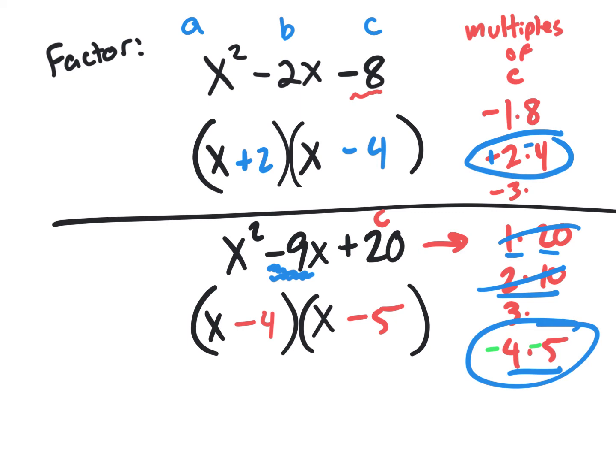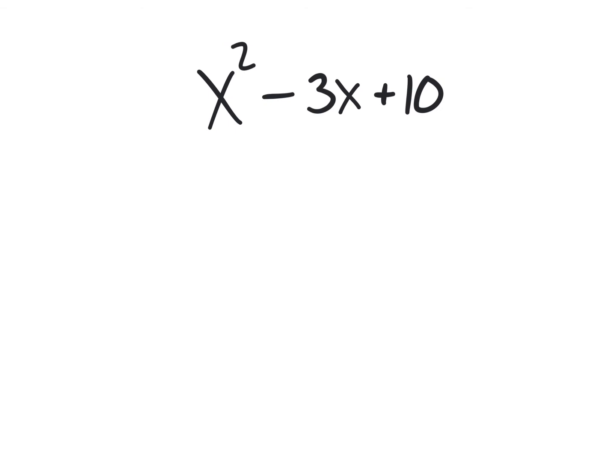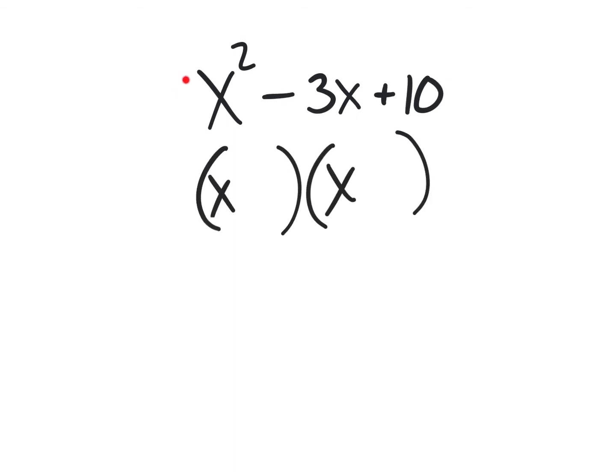Okay. Now, what if I told you to factor that? You should go through these motions, right? Parenthesis, parenthesis, x, x. Why? Because there's no number in the front. If there's a number, we got to use a different method, which I'll go over in a little bit. But right now, we want to think of the multiples of the c value, which is positive 10, that combine together to give us a b value, negative 3. So how could we get positive 10? That's 1 times 10. That's 2 times 5. And that's it.